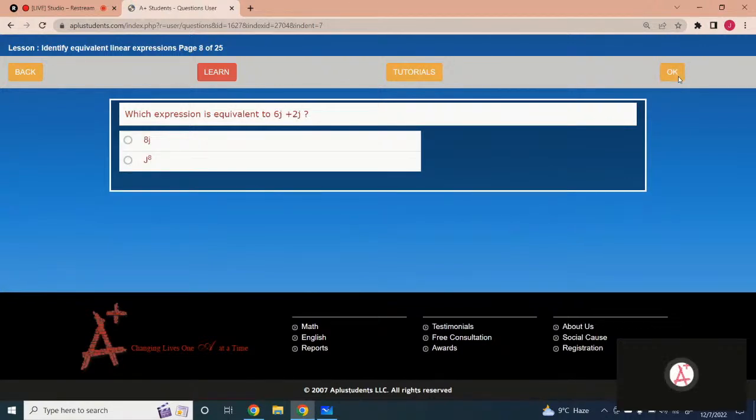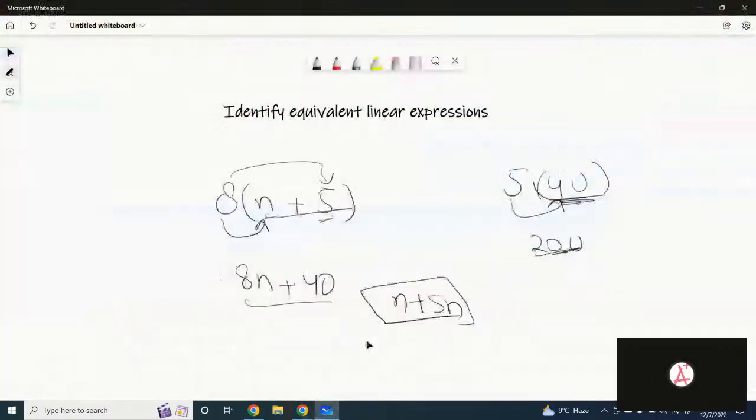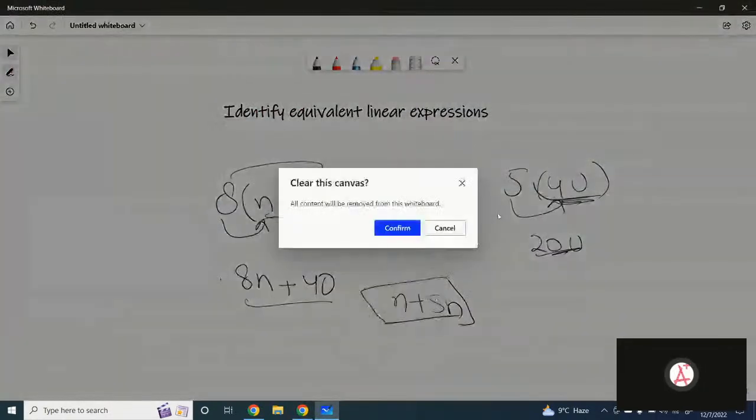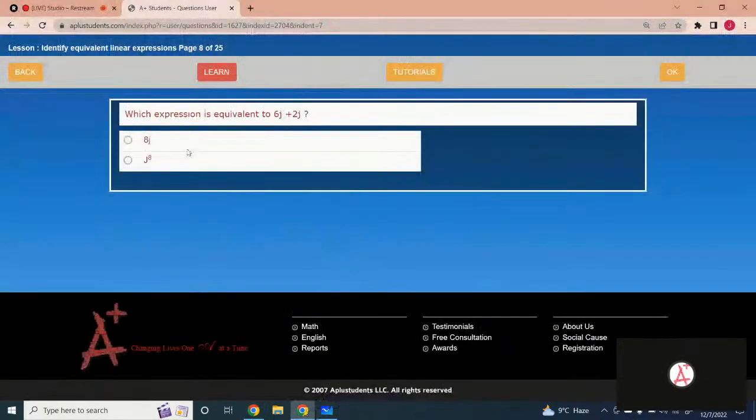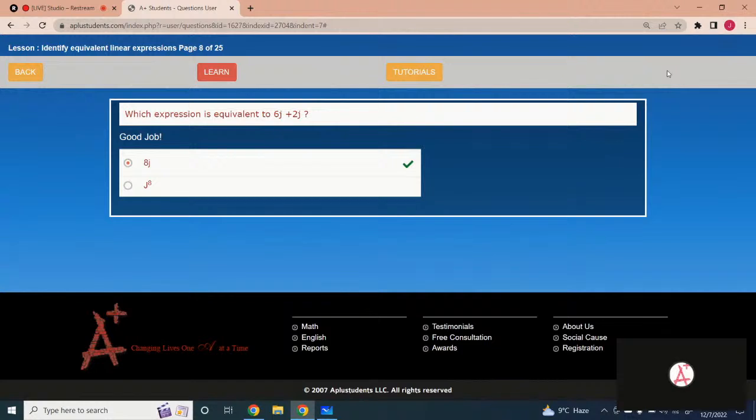Okay, which expression is equivalent to 6j plus 2j? They are like terms because both of them have the same variable j. You can add them. You have to add them. They are equivalent terms because they have the same variable j. So you can add their coefficients. 6 plus 2 is 8j. Got it? So 8j is the correct option. Just select the correct option, then click on the OK button.